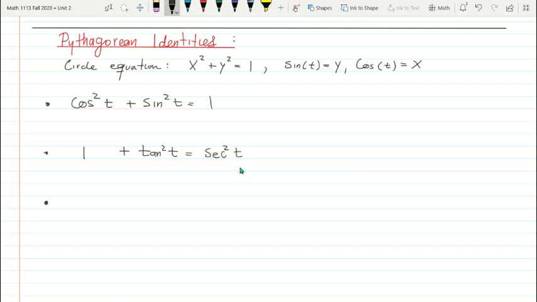And if instead of dividing the original by cosine, you divide by sine, then you get the following: cotangent squared plus 1 is equal to cosecant squared of t. So those three are considered the Pythagorean identities, and they all come mainly from the equation of a circle. You plug in x and y, you get the following. You divide everything by either cosine or sine, and then you get the other two Pythagorean identities.